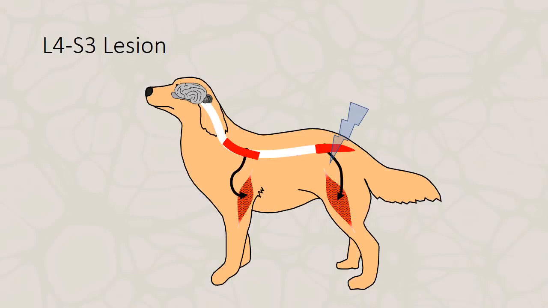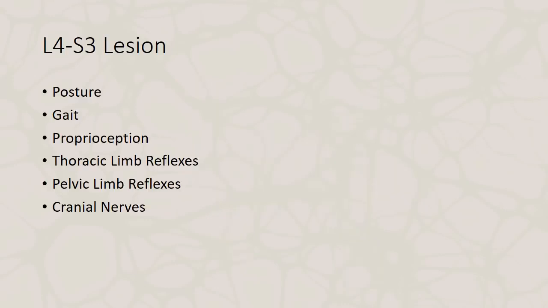With an L4-S3 lesion, it's similar to the T3-L3, the difference being they should not have Schiff-Sherrington posture. So the thoracic limbs should be completely normal, and the reflexes will be decreased to absent, and the tone as well will be decreased to absent. Cranial nerves, just harping on the point, should be normal. So if you have a patient with an abnormal mentation, but you're getting decreased reflexes in the pelvic limbs, then you should be thinking of a multifocal lesion.